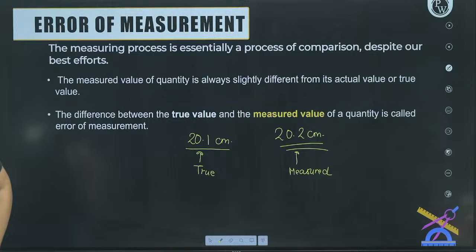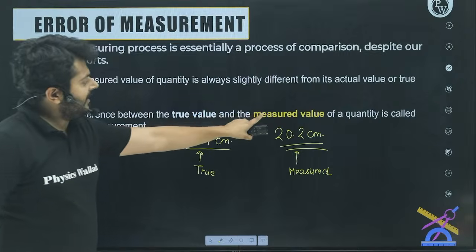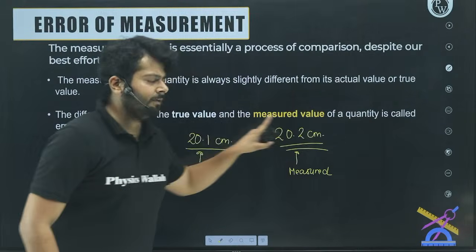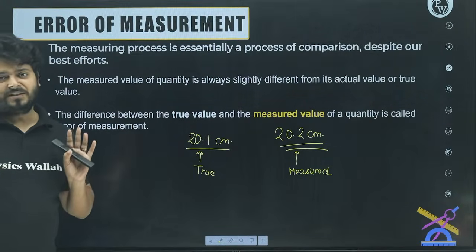Okay. Is that clear? All right. So what is error? So read it. The difference between the true value and the measured value of a quantity is called the error of measurement, right?